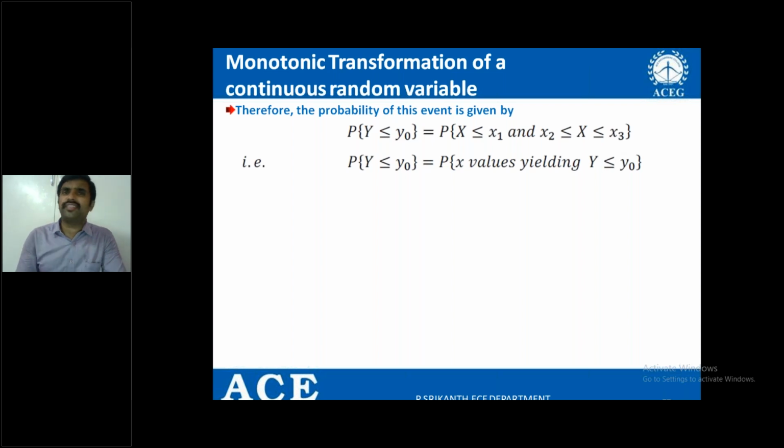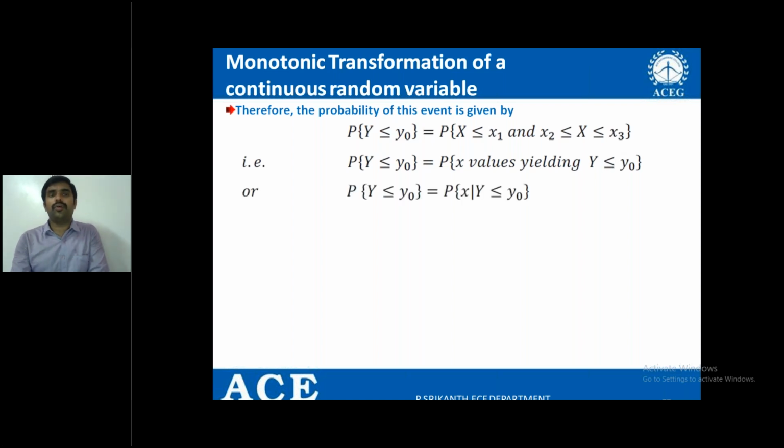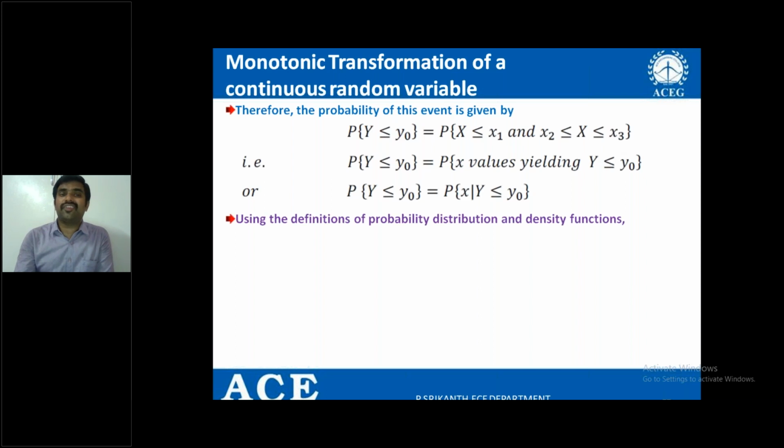In this example, only 3 elements are taken. Maybe more number of elements may also be involved in some scenarios, right? So now, therefore, I can also say like this: P of y less than or equal to y naught equal to P of x when y is less than or equal to y naught. That is, I am transforming more number of elements in the random variable x onto the new element in the new random variable y, right? So using these definitions, we can write the distribution and density functions of the new random variable also.